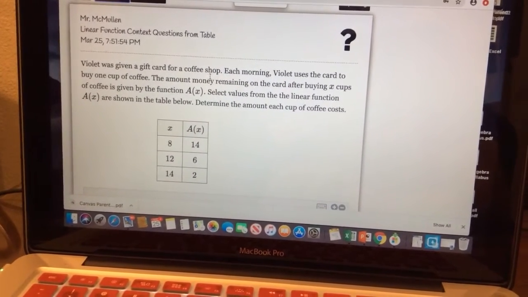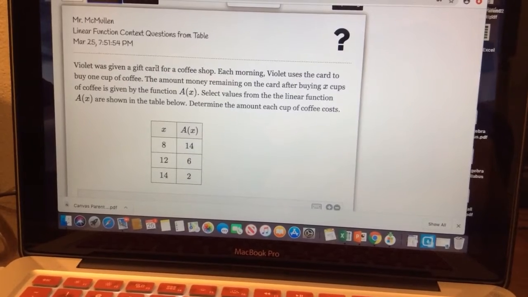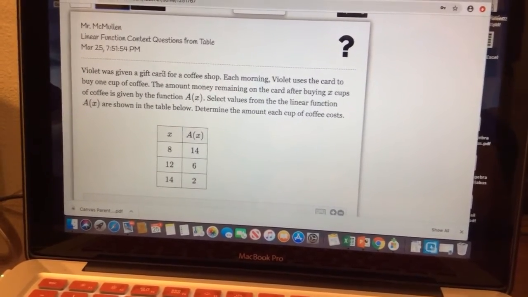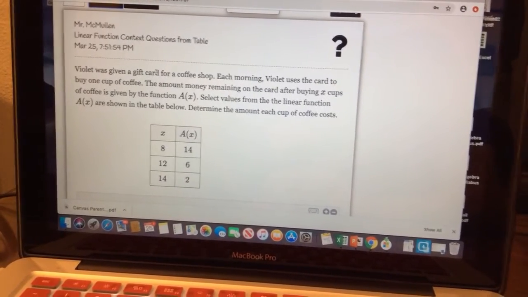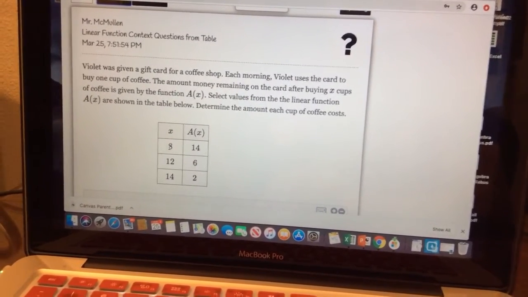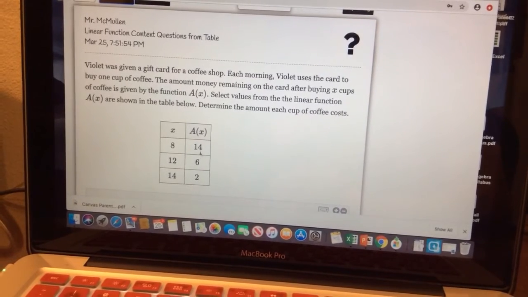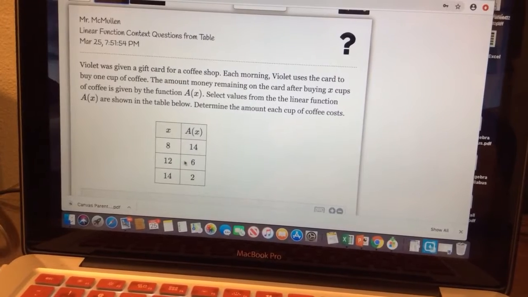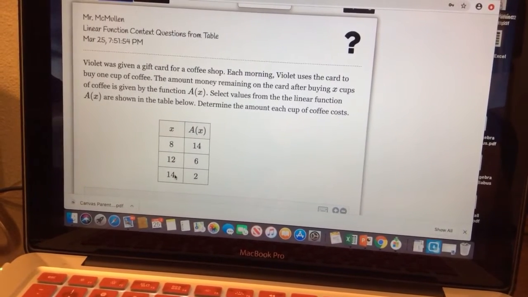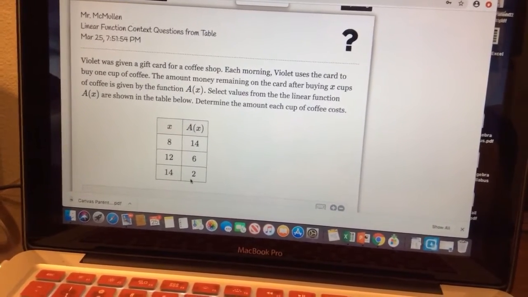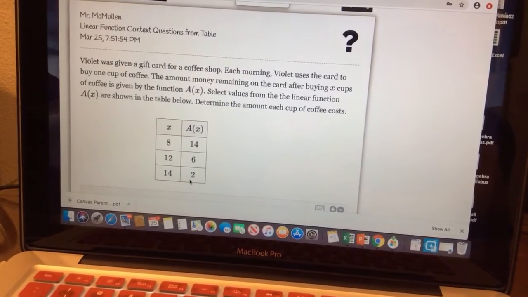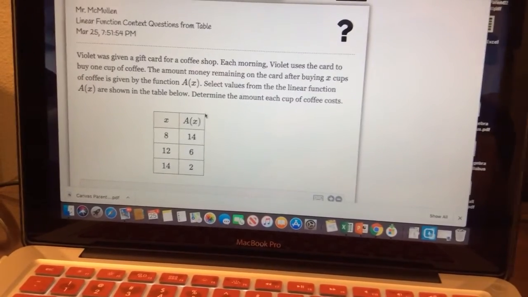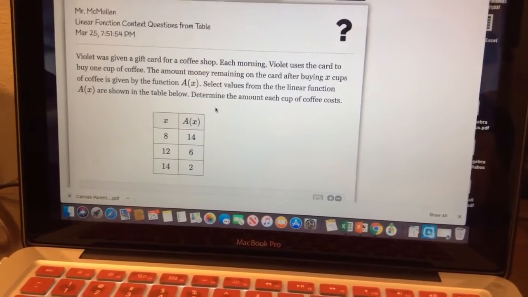Again, a couple key things to understand. We're given a gift card. If you think about a gift card, you start with a total amount of money, and each time you use the gift card, what happens to the amount of money? It goes down. That's what's happening in the table. She buys 8 cups of coffee, she now has $14 left. She's bought 12 cups of coffee, she has $6 left. She's bought 14 cups of coffee, she now has $2 left. So from that table, we can identify whatever they're asking for. That's why it's going down in this column.